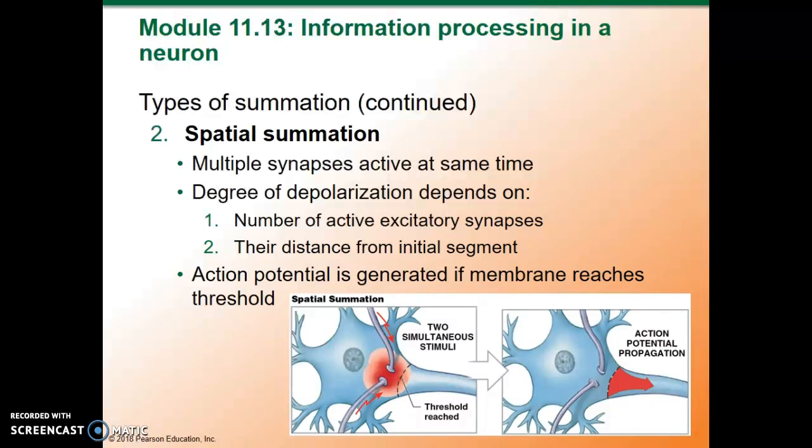With spatial summation, you have multiple synapses arriving at the same time. Multiple action potentials arriving at the same time. So each synapse will be active. And so the degree of depolarization depends on the number of active excitatory synapses and their distance from the initial segment. The action potential is greater if membrane reaches threshold.